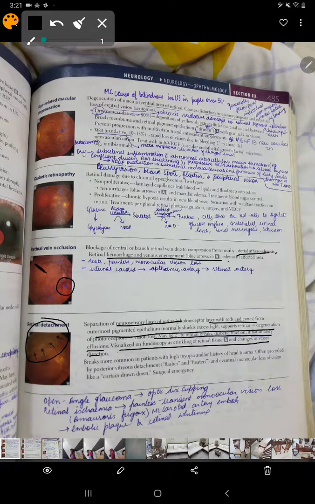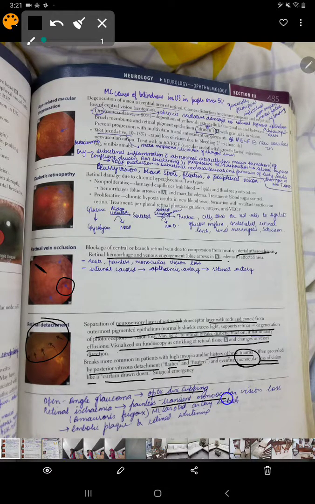These are seen in patients with high myopia or head trauma. There can be posterior vitreous detachment appearing as flashes or floaters, and eventually there will be a monocular loss of vision. One eye will show loss of vision like a curtain has been drawn down. It's a surgical emergency. Open angle glaucoma will show optic disc cupping.